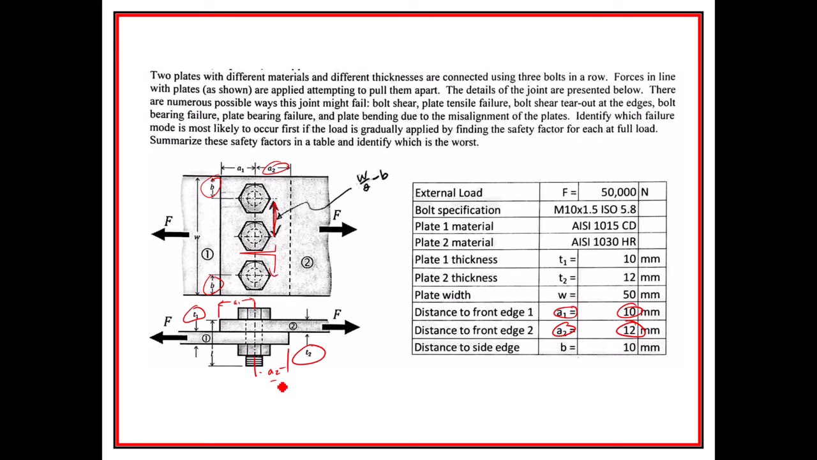Yeah, so the A2 is a larger one, but it's a thinner plate, so that's going to help out here. And I put 50,000 newtons on it, and I gave a bolt specification. It's a metric 10 millimeter bolt.